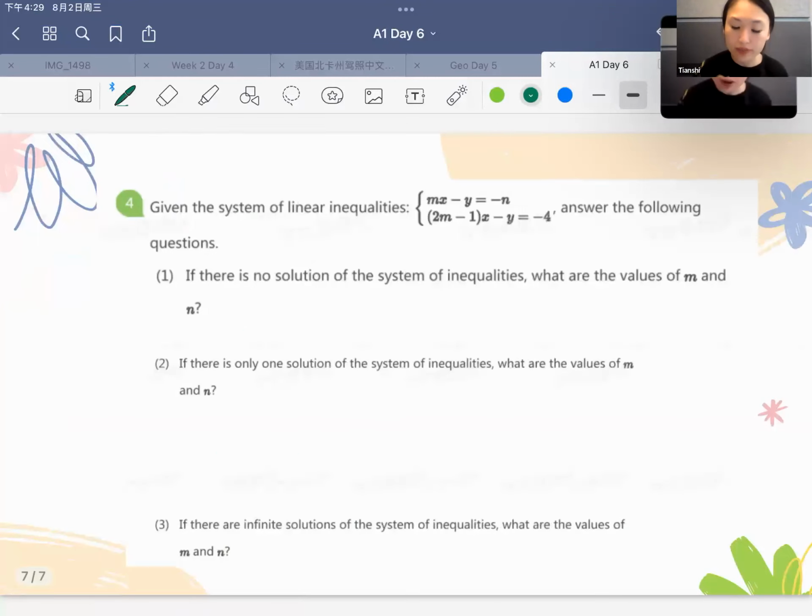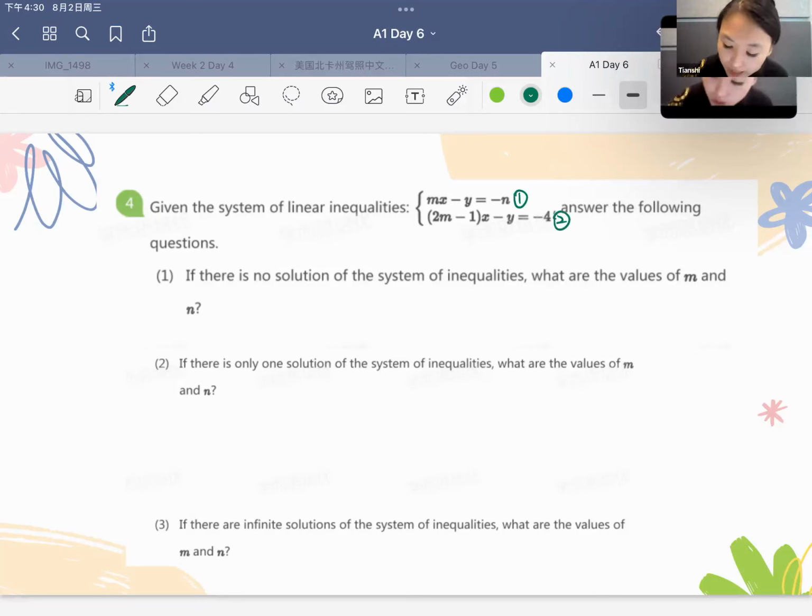And let's talk about the last question, which some of you might not have learned before because this question is a little bit challenging. So let's read it together. Given the system of linear equations, mx minus y equals negative n, and 2m minus 1 times x minus y is negative 4. And then we need to answer the following questions. For the first one, if there is no solution for the system, what are the values for m and n?